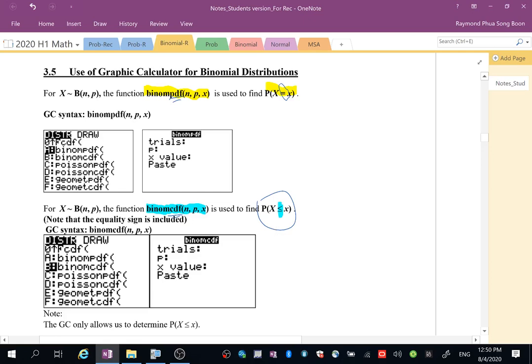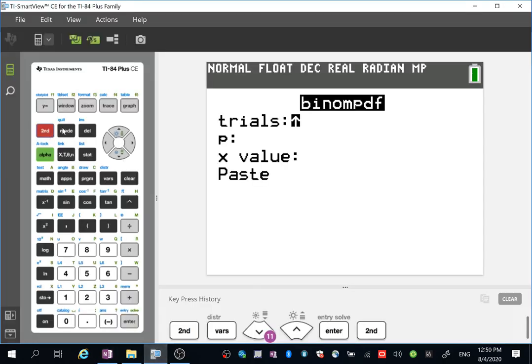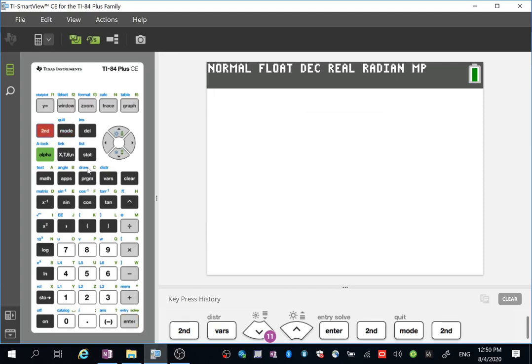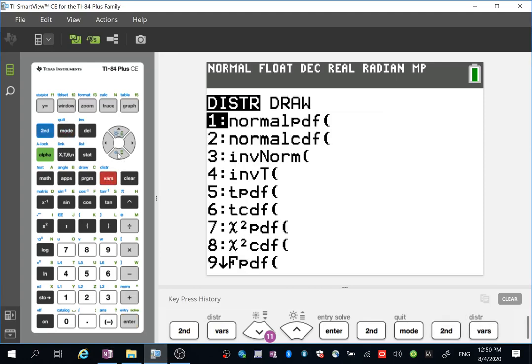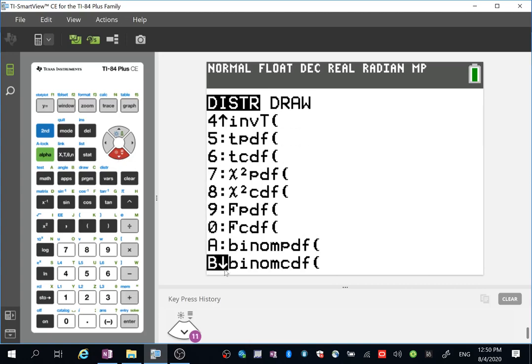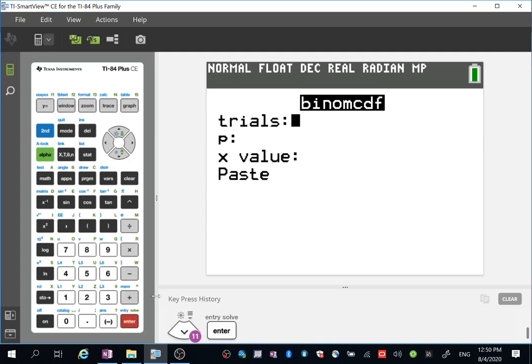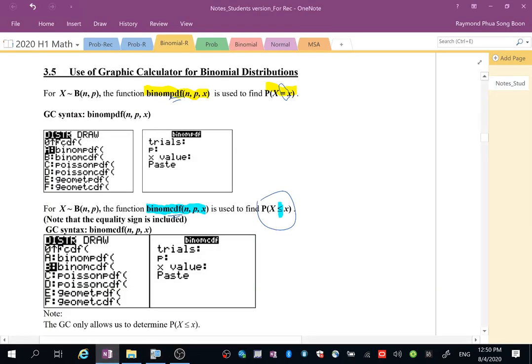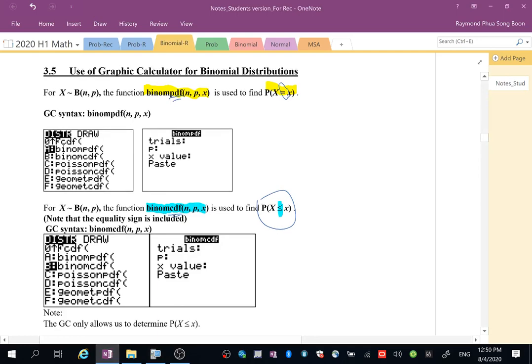So how do you get binom CDF in your GC? Likewise, once you enter your GC, just press second vars to get in here, and then you scroll down all the way until binom CDF, and press enter. And you are in. Likewise, you will need to key in three values, which are your n, your p, and your small x value. Then paste and press enter, and you'll be able to get your answer for probability X less than or equal to a particular value.